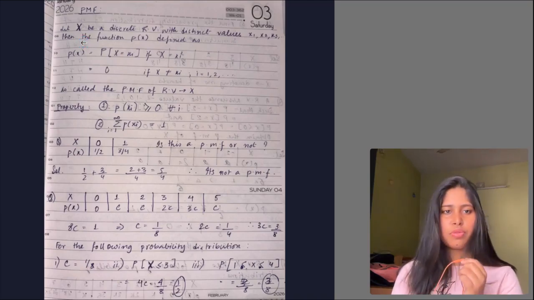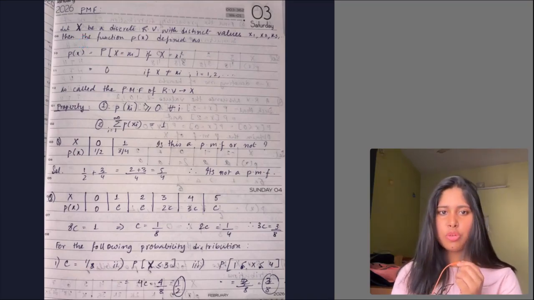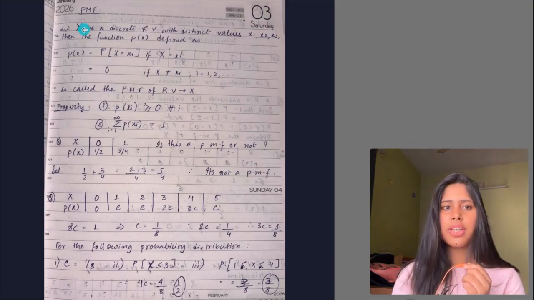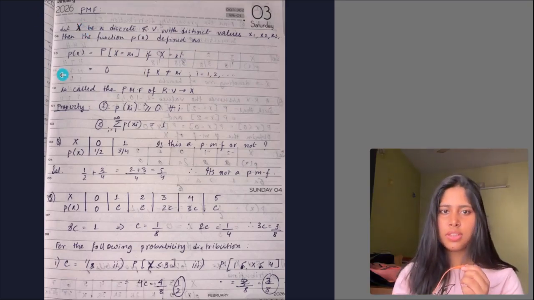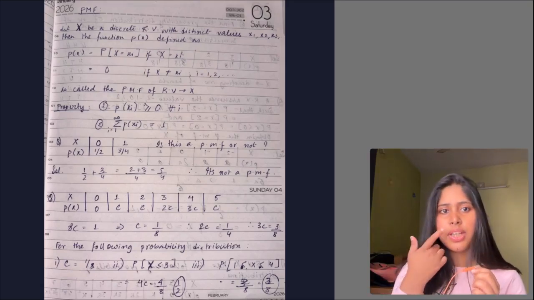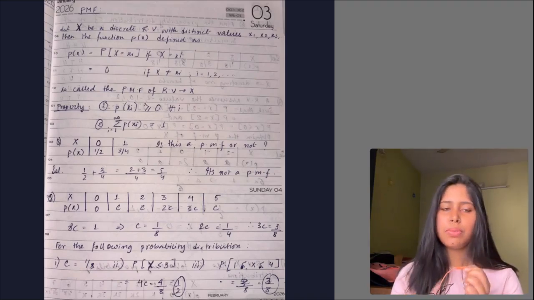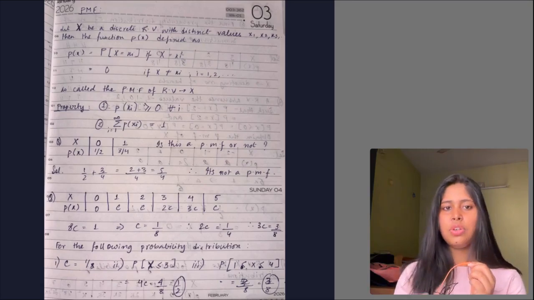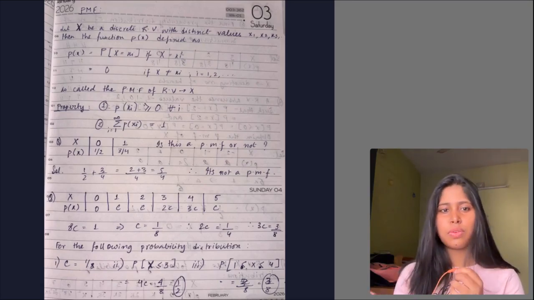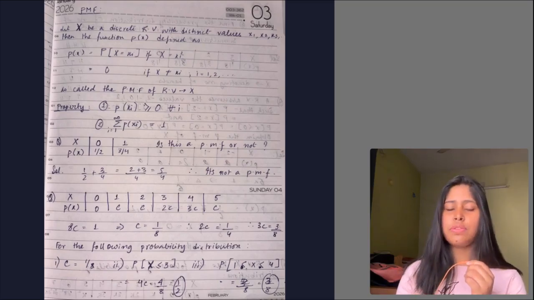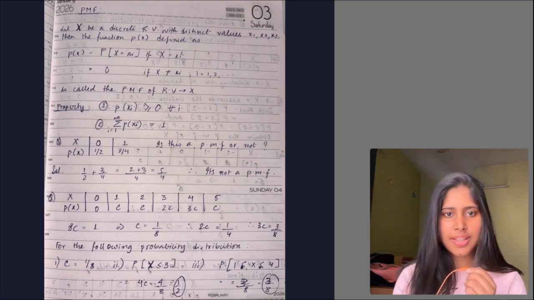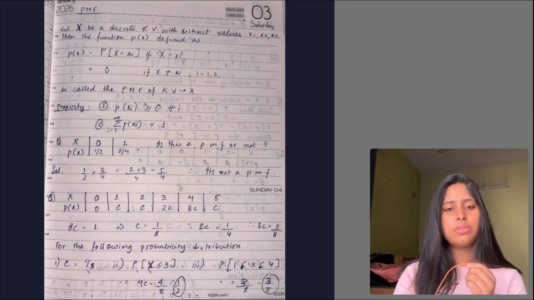See, first, what is written here? What is PMF? Already we have discussed the general formula of PMF. Let X be a discrete random variable with distinct values x1, x2, x3, which are countable. Then the function px will be defined as: Px is equal to the probability of X equals xi if X equals xi, and 0 if X does not equal xi, where i is equal to 1, 2, and so on. This is called the PMF of the random variable X.